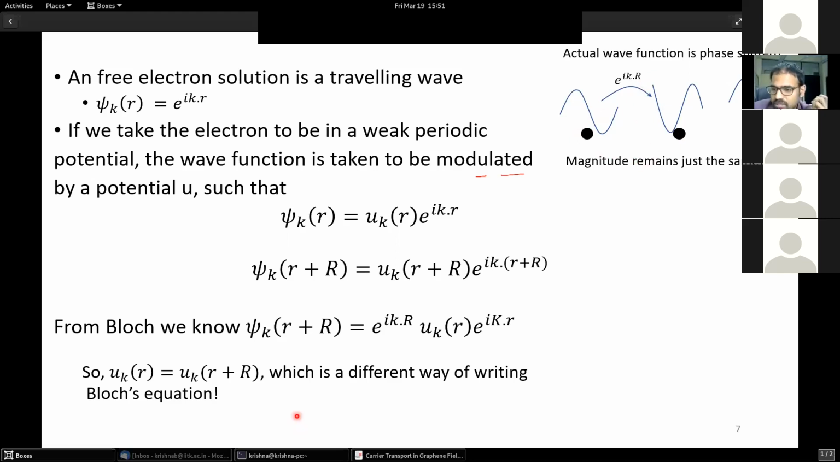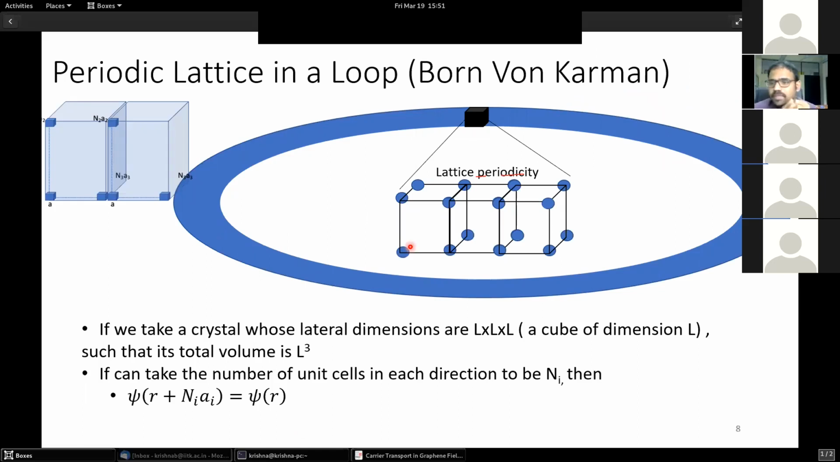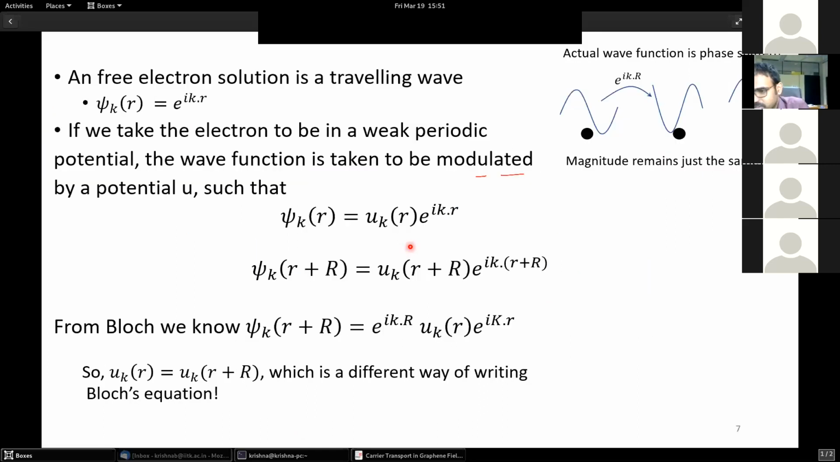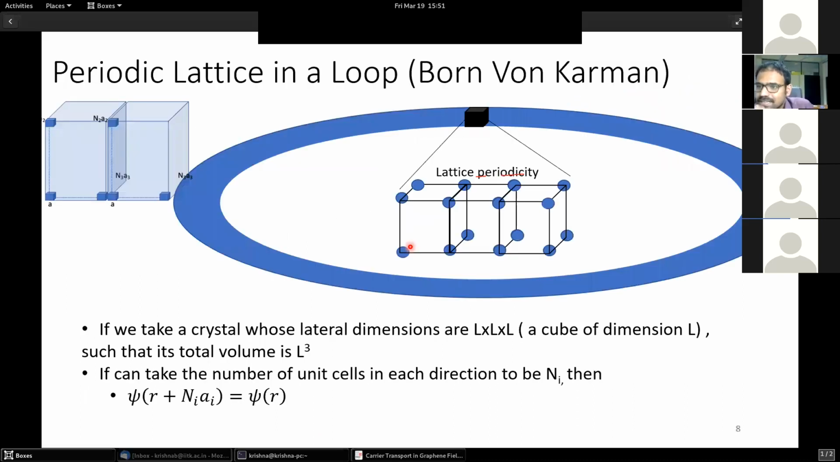So the solution for an electron in a periodic potential is given by a Bloch wave. There are certain other conditions which show that you cannot have a continuous distribution of wave vectors. Already I have assumed that the electrons are waves, so we have already crossed this. A wave has a wave vector, and there are certain conditions which tell you that you can have only discrete values.